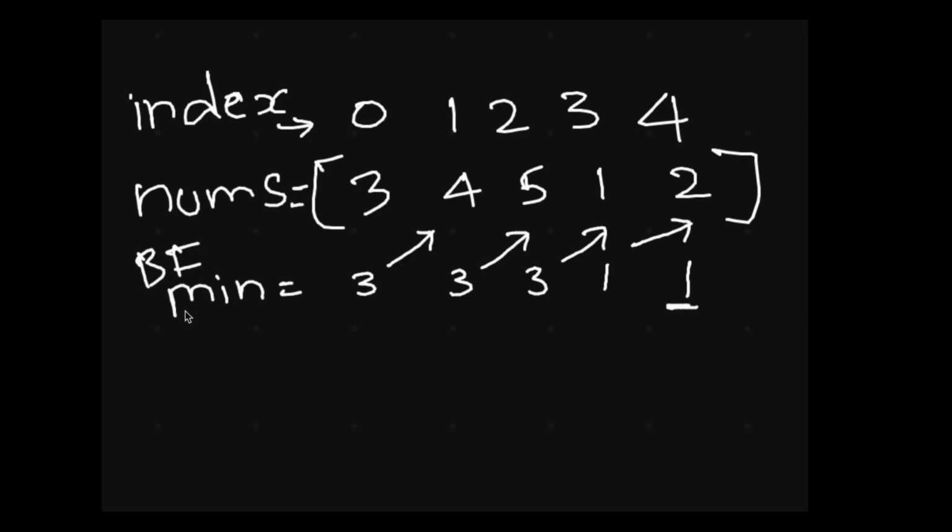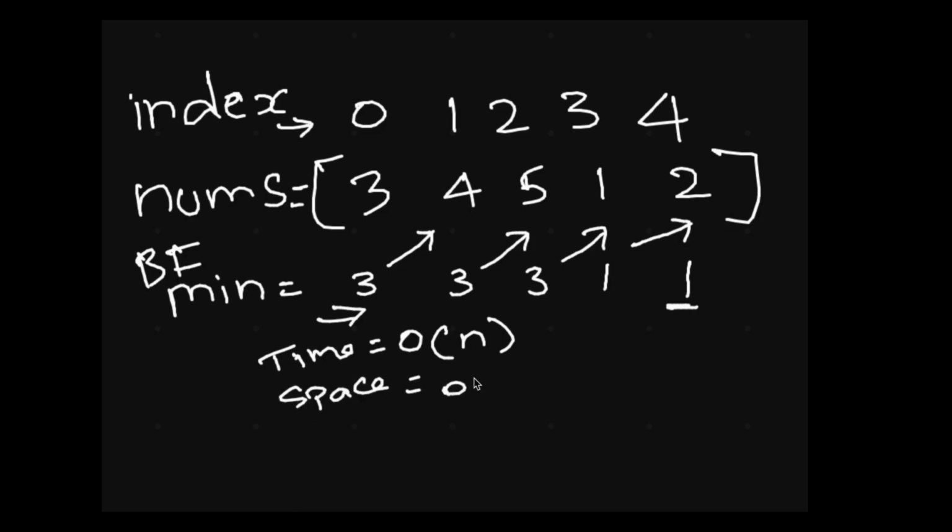For the brute force approach, the time complexity will be order of n. What is order of n? We are doing only one loop, so the time complexity is order of n, and the space complexity is order of 1.